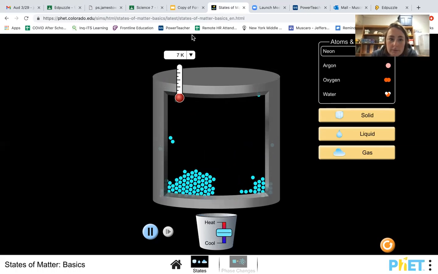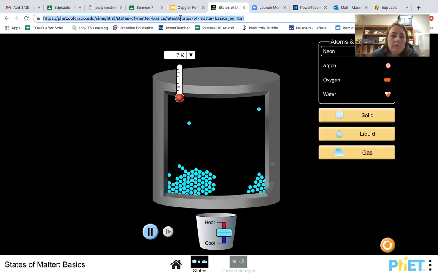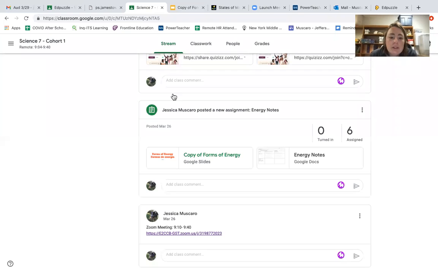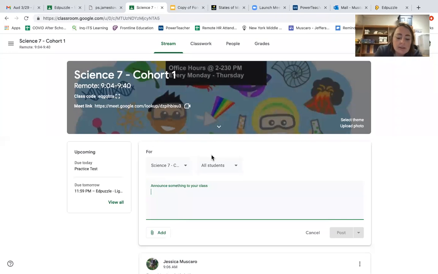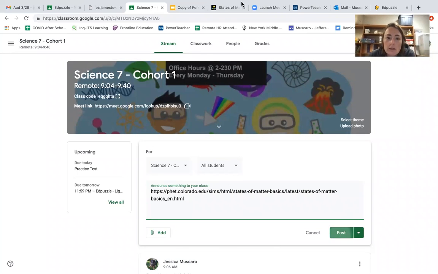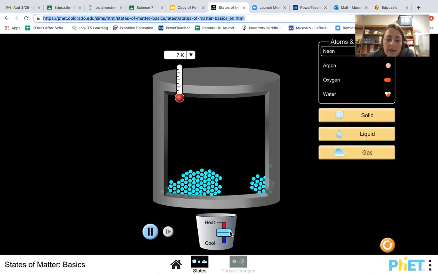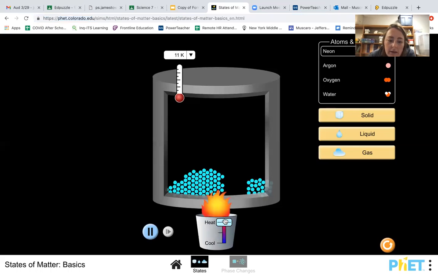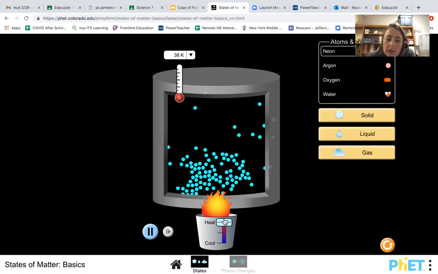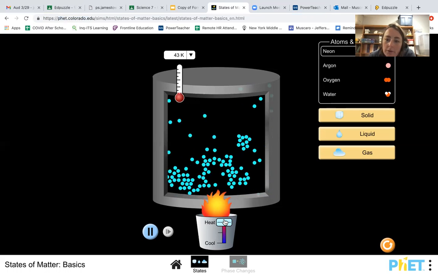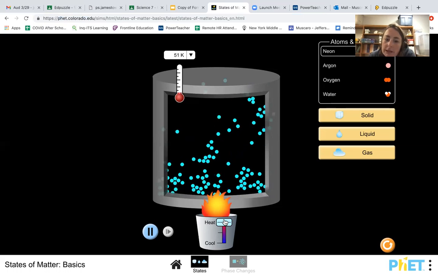So when you put the heat, what do you guys notice about the energy as you add heat? Let me get it back up here. I just want to plop that in there so you can play with it later. So you add heat. What happens to the movement of the particles? They combine. Well, I don't see them combining.